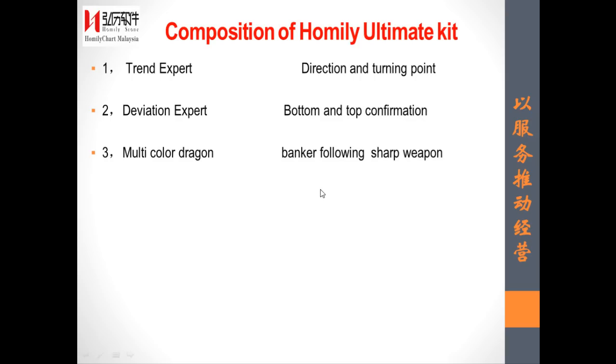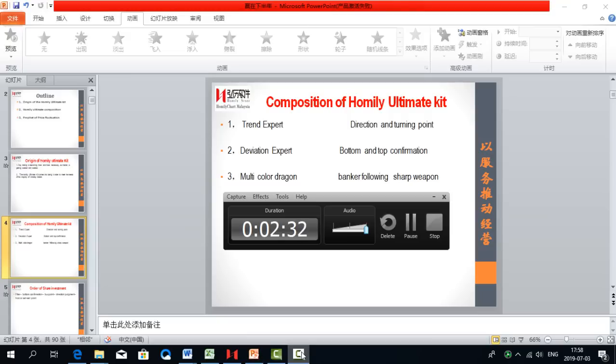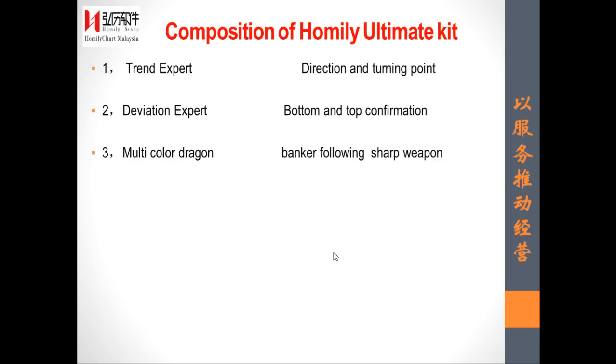Combination of the Homely Ultimate case. The Homely Ultimate case forms with three different indicators. The first one is the trend expert. It's meant for the direction and the turning point. Second is the deviation expert. It's used for bottom and top confirmation. The last one is multicolor dragon. It can follow the banker. It's a banker-following sharp weapon.